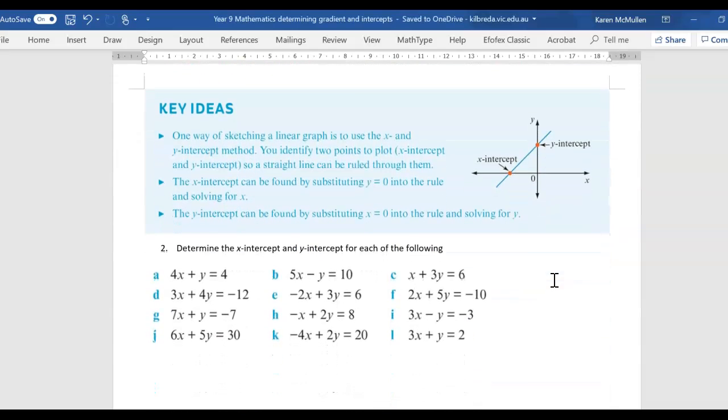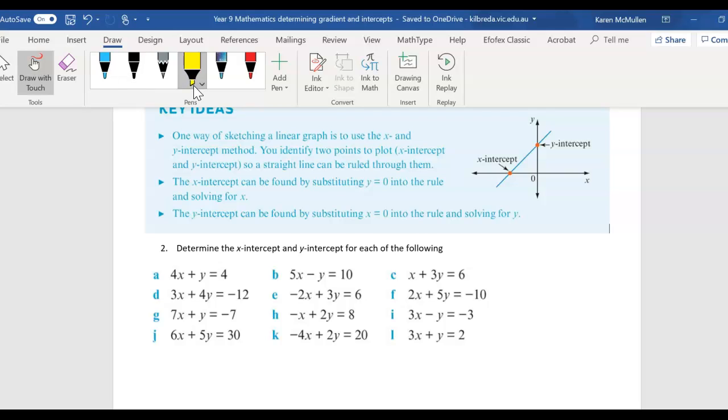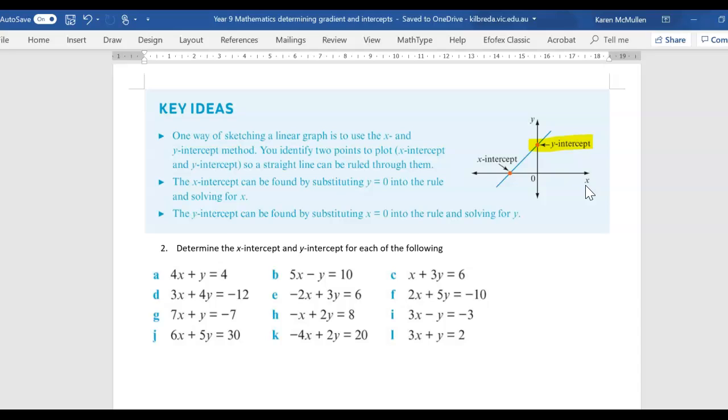All right, so the second part we're going to go through today is the intercepts. So the intercepts are another important thing with a straight line. We've already covered y-intercepts, so that's where the graph crosses the y-axis. Okay, so you can see here, your y-intercept crosses your y-axis. Your x-intercept crosses your x-axis.